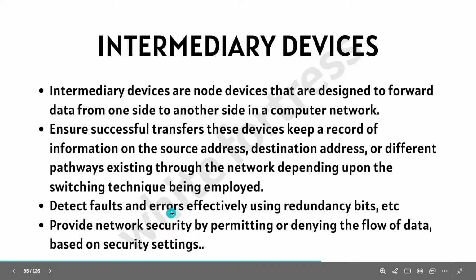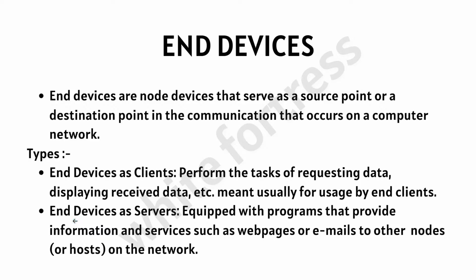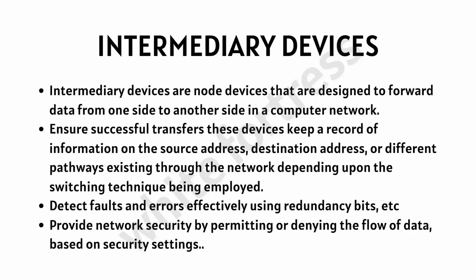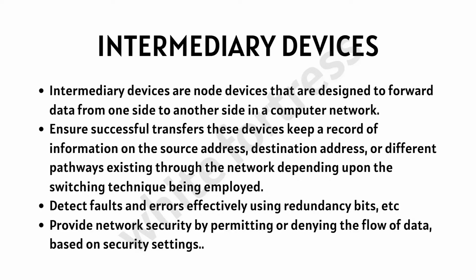Also, it detects faults and errors effectively using redundancy bits. For example, Arjun was not reachable, or whatever the address was, it was not reachable. What will happen? The postman will send this information back to Mayank that Arjun's home address is not available, or Arjun is not available at home. So the package is returned back to Mayank saying that that person is not available.